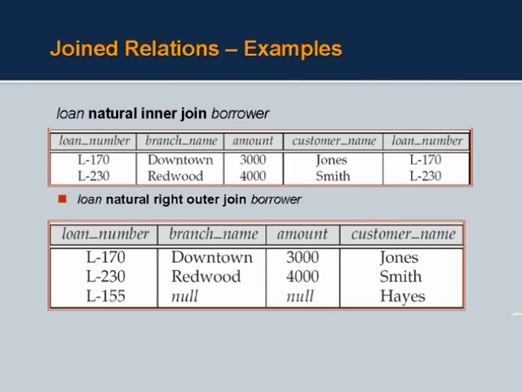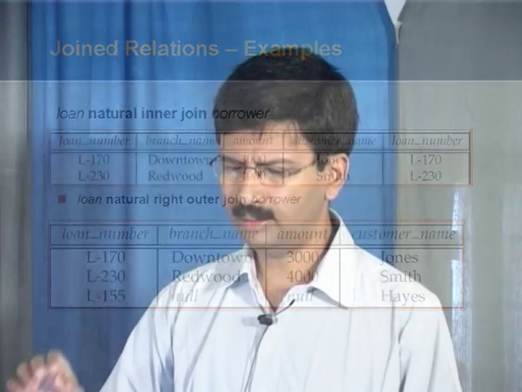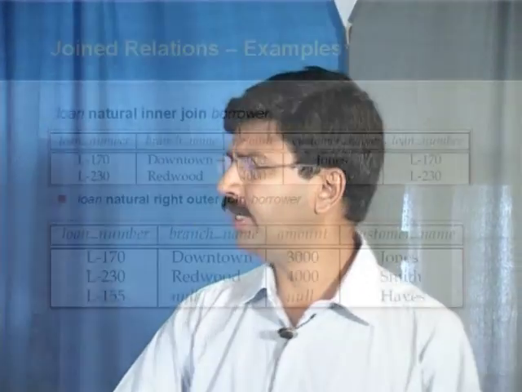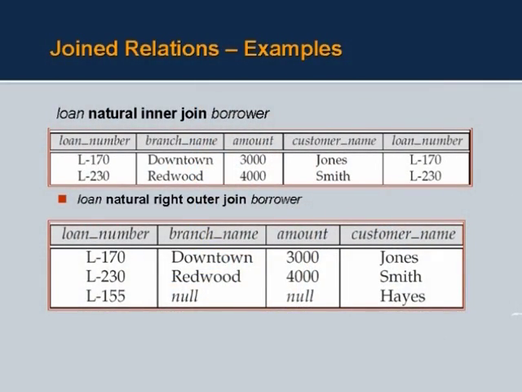Similarly, on this one, if you notice, this time it is a natural right outer join. So first let's look at the right outer join part. In the right outer join, the right input is preserved. The left input may not be preserved. So here what we are guaranteeing is that every borrower tuple is going to appear in the result.